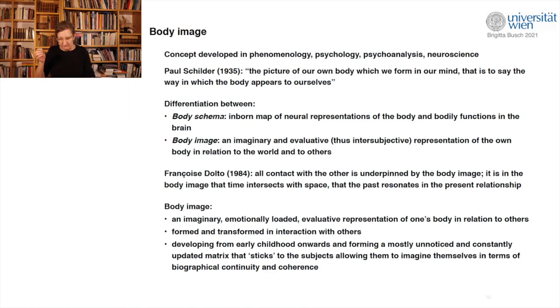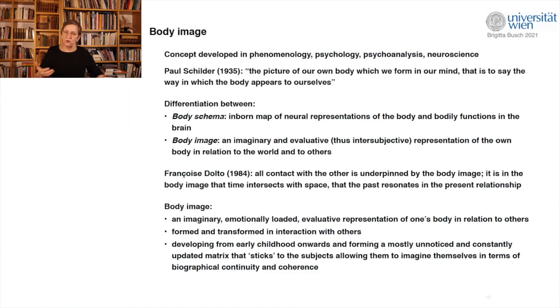Schilder is a name that first appears in context with the body image, and he defined it as the picture of our own body, which we form in our mind, that is to say, the way in which the body appears to ourselves. Generally, the body image is defined in relation to what is called the body schema, which from a neuroscience perspective is a set of neural representations of the body and the bodily functions in the brain, a sort of inborn map. The body image, by contrast, is seen, as Küchenhof and Agarwala wrote, as an imaginary, evaluative, thus intersubjective representation of the own body in the midst of a spatially and temporally structured world.